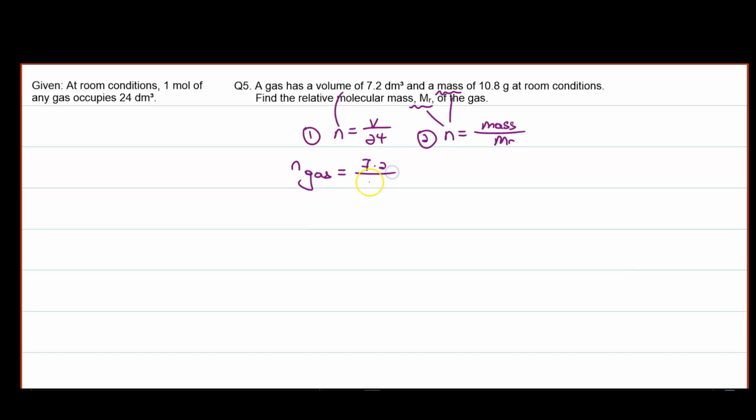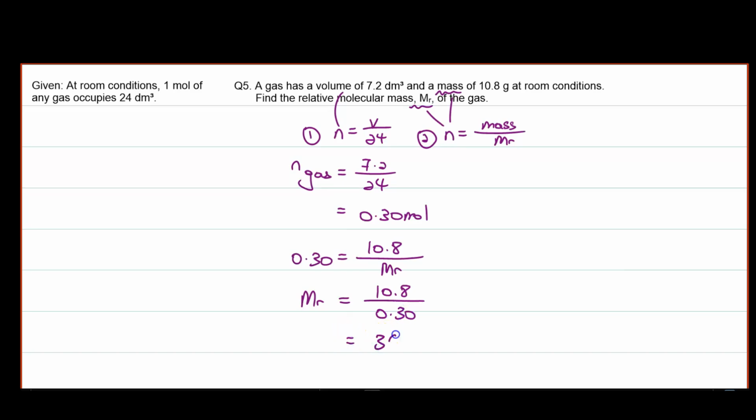So we find the number of moles of gas as 7.2 over 24, equal to 0.30 mole. Then we apply the next formula. 0.30 mole is equal to the mass, which is given in the question as 10.8 grams, over the molar mass. The molar mass of the gas will be equal to 10.8 over 0.30, equal to 36. Hence, the relative molecular mass is 36.